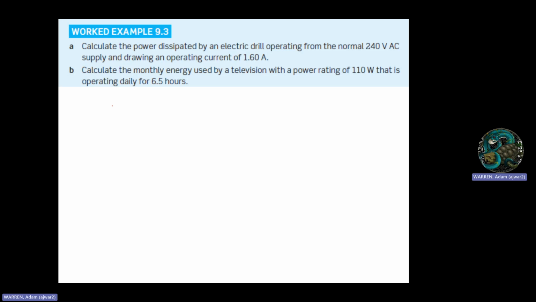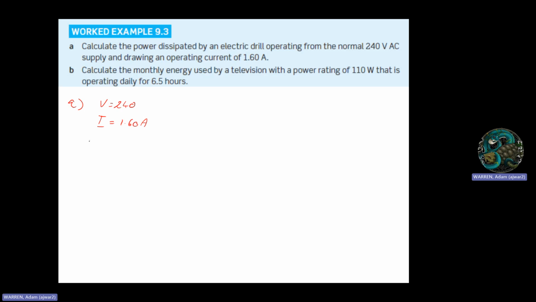Yep. Calculate the power dissipated by an electric drill operating from the normal 240 volt AC supply and drawing an operating current of 1.60 amps. So, nice easy one. We have here a voltage of 240. The fact that it's AC does not change what we're going to be doing. And we have our current here of 1.60 amps.